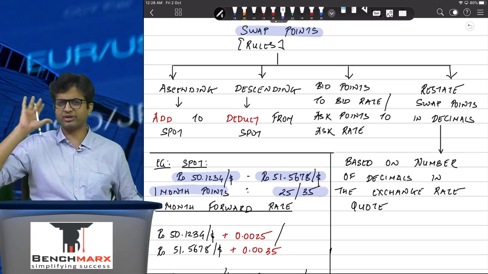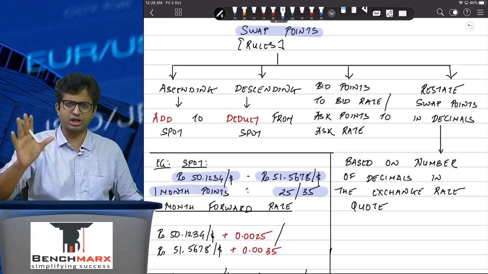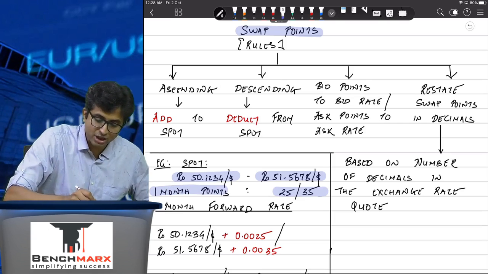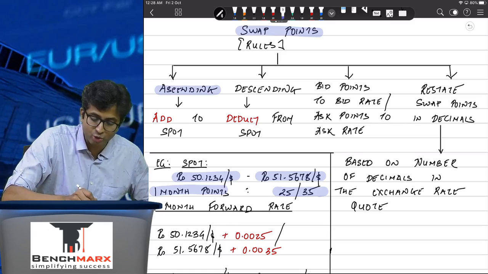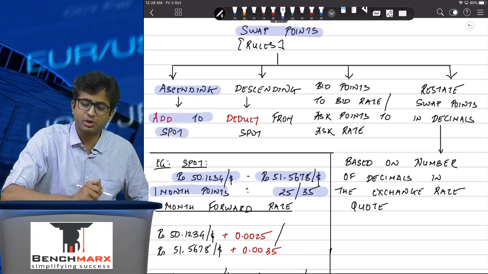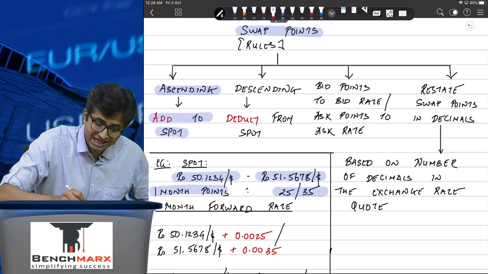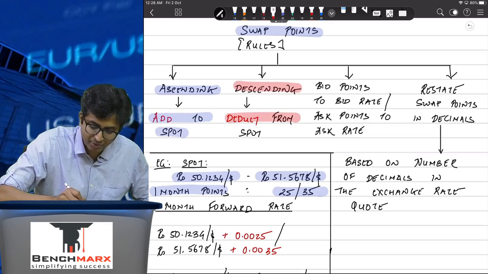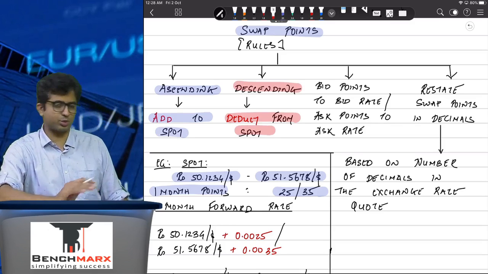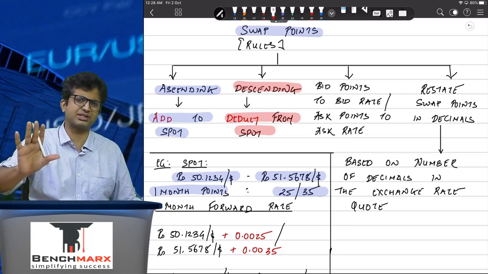Well, there are certain rules that you have to remember. Again, this is based on market convention, that if the swap points are given in the ascending order, you will add to the spot rate in order to get the forward rate. If the swap points are given in the descending order, you will deduct from the spot rate in order to get the forward rate. Do you find this illogical, or does it seem like guesswork?